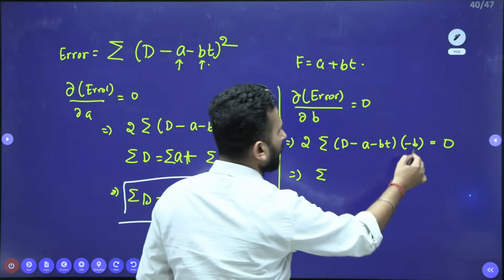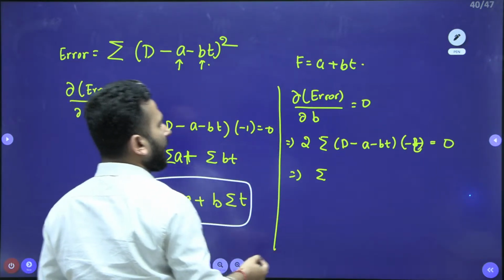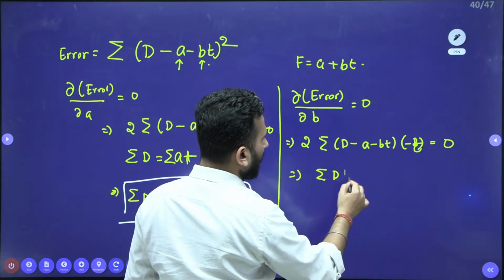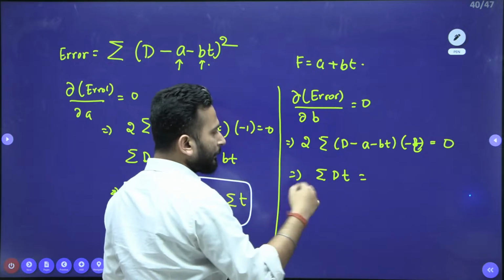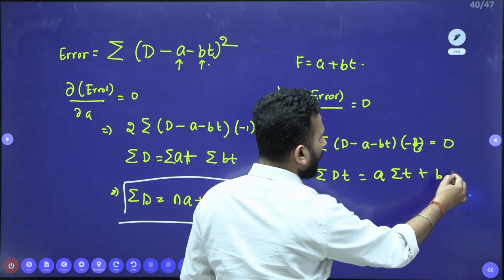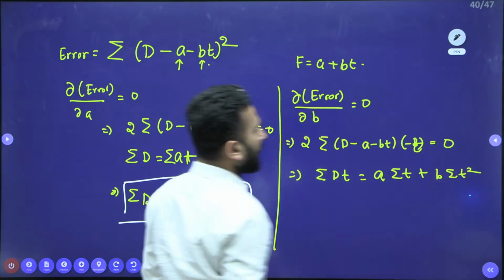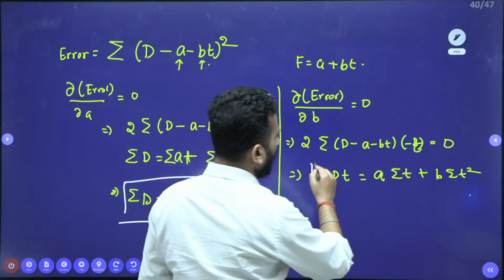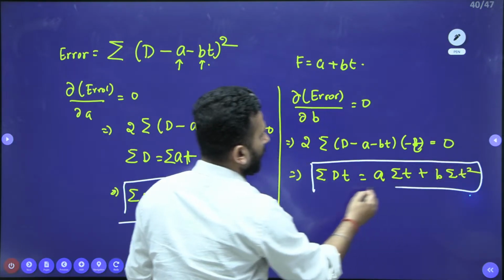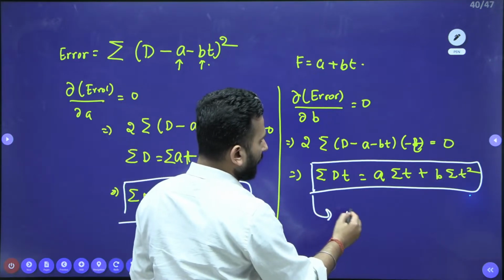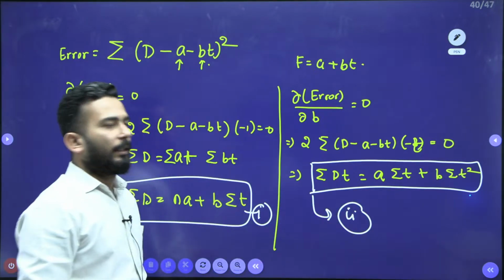Sorry, this is t. So summation, minus gone there. So summation dt is equal to a summation t plus b summation t square. Yes or no? So this becomes your equation 1, and this becomes your equation 2. Getting or not?